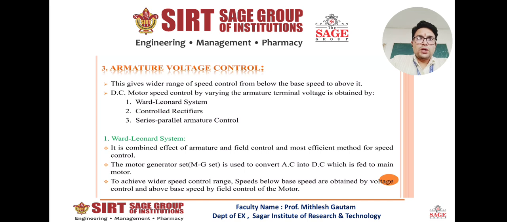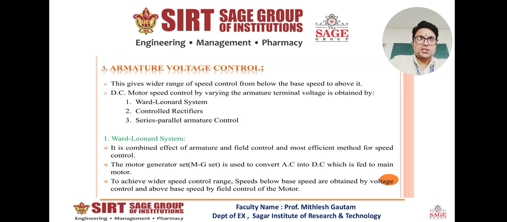Armature voltage control. This gives a wider range of speed control, from below the base speed to above it. The DC motor speed control by varying the armature terminal voltage is obtained by the Ward-Leonard system, controlled rectifier systems, and series parallel armature control. Here we discuss the Ward-Leonard system. It is a combined effect of armature and field control and the most efficient method for speed control.